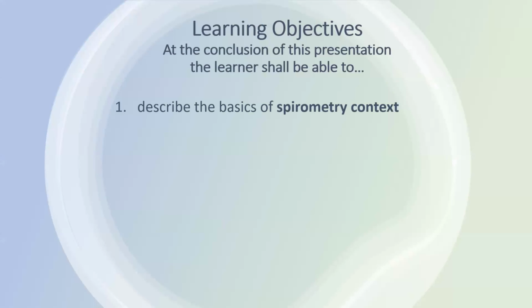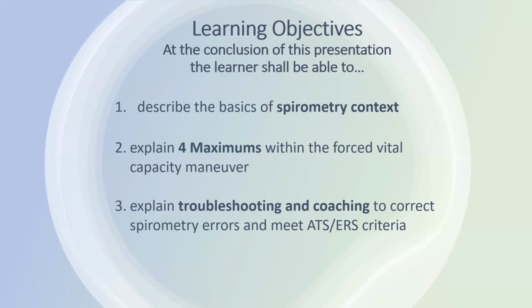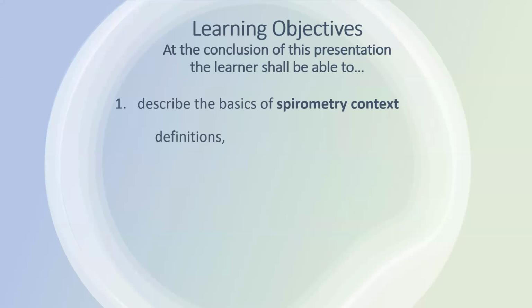Learning objectives. At the conclusion of this presentation, the learner should be able to describe the basics of spirometry context, explain 4 maximums within the forced vital capacity maneuver, and explain troubleshooting and coaching to correct spirometry errors and meet ATS ERS criteria. Let's get started with the basics. We'll talk about definitions, volumes, capacities, and levels, and operator factors.